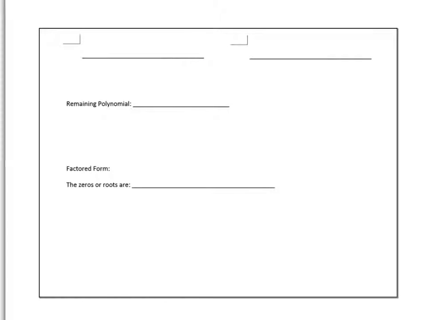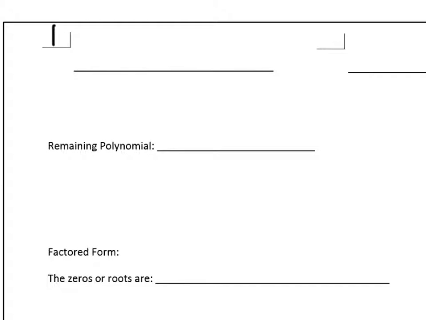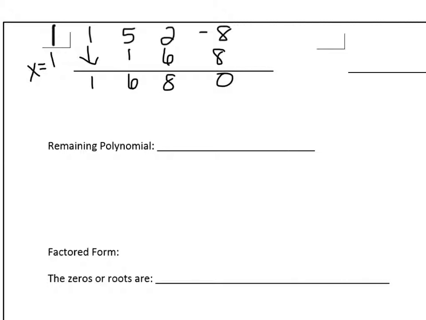So let's start with checking for 1. So I'm going to put a 1 in the box. Our coefficients that we need to put on here will be 1, 5, 2, and negative 8. So we bring down the 1. 1 times 1 is 1. 5 plus 1 is 6. 6 times 1 is 6. 2 plus 6 is 8. 8 times 1 is 8. So we found it right away. So x equals 1 is one of our answers.